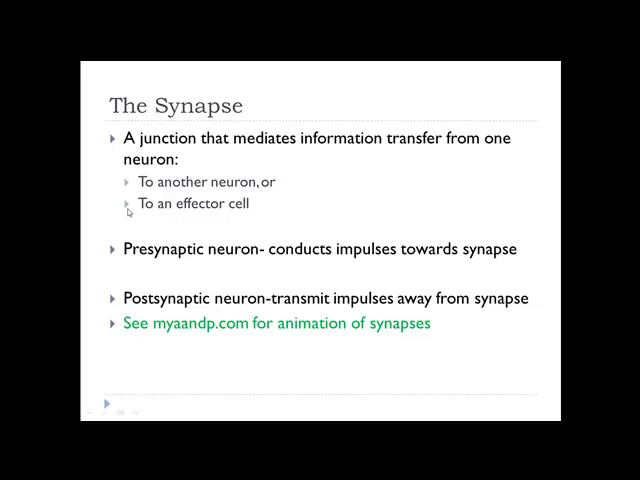So next one, we're at the synapse. This is going to be where 2 nerves meet. You have a presynaptic neuron, a postsynaptic neuron, and between the two we have a synaptic cleft. Alright? Presynaptic neuron is going to send information towards the synapse. Postsynaptic neuron is going to take information away from the synapse.